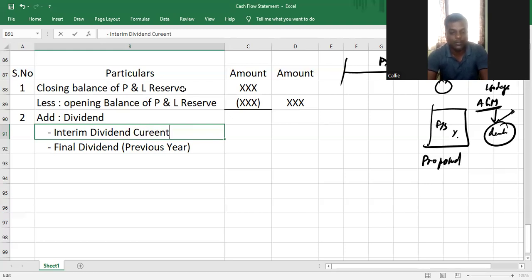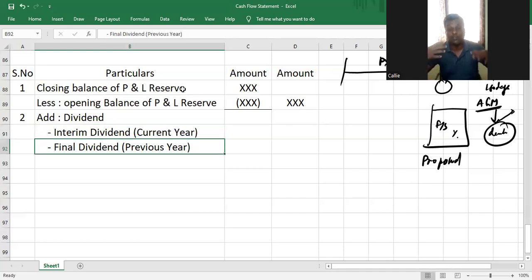Understood or not, my dear children? So the current year interim dividend and the previous year final dividend will be paid during the current year and would have got deducted from the P&L account. So when we are working backwards to find the net profit before tax and extraordinary items, we find out the amount of profits there, and to that we add the dividend which has got deducted, and the dividend that has got deducted would be the interim dividend of the current year and the proposed dividend of the previous year.